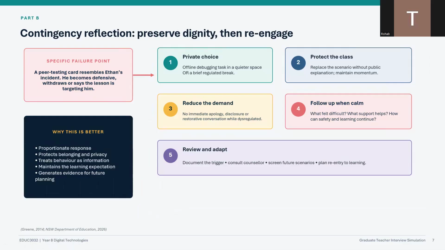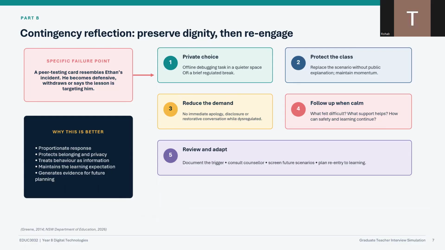A contingency reflection. Just a way of giving feedback without making them feel bad. I would first protect the dignity by giving a private choice: move to a prepared offline debugging task in a quieter space, or a brief regulated break with the agreed adult. I will replace this scenario for the class without explaining why and maintain the lesson's momentum.